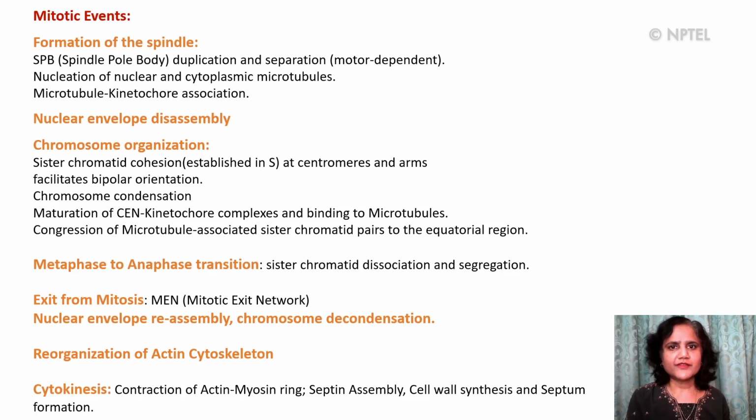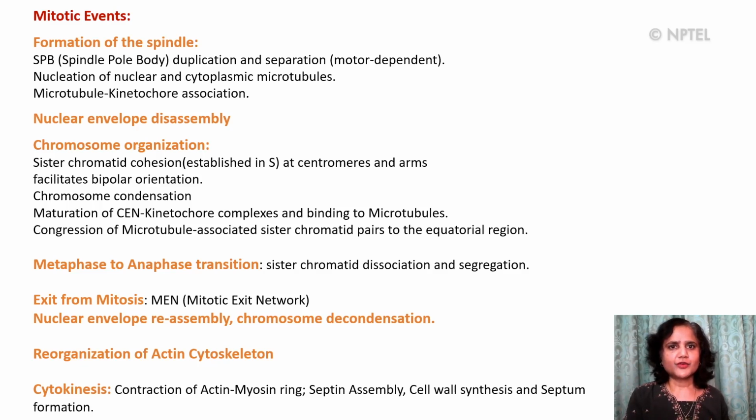Some of the complex events that occur during mitosis are listed here. These include formation of the mitotic spindle, which is a complex molecular machine important for chromosome segregation. Formation of the spindle involves spindle pole body duplication and separation, nucleation of nuclear and cytoplasmic microtubules, and the formation of microtubule and kinetochore associations. Nuclear envelope disassembly also occurs, which helps in the binding of the chromosomes with the microtubules.